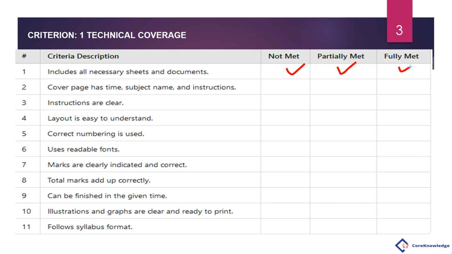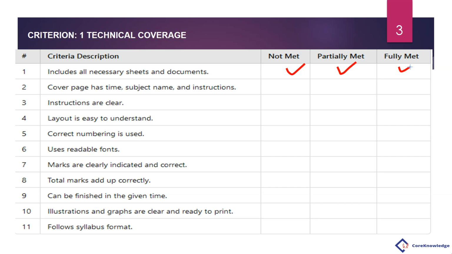All right. On the other hand, can the paper be finished within the time provided? Now this is a little bit tricky. I remember very well, some people mainly take the total number of time divided by the number of marks to see how much would be the average time per mark or per question.